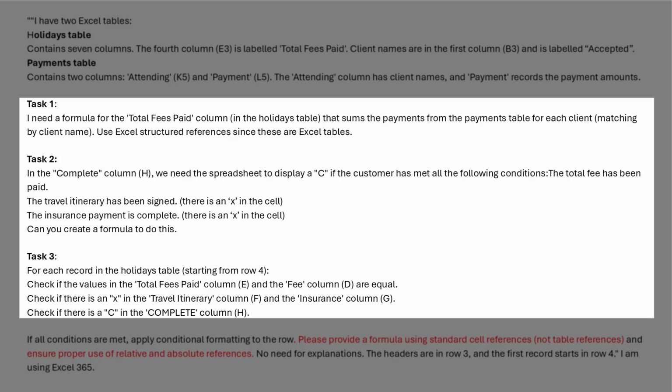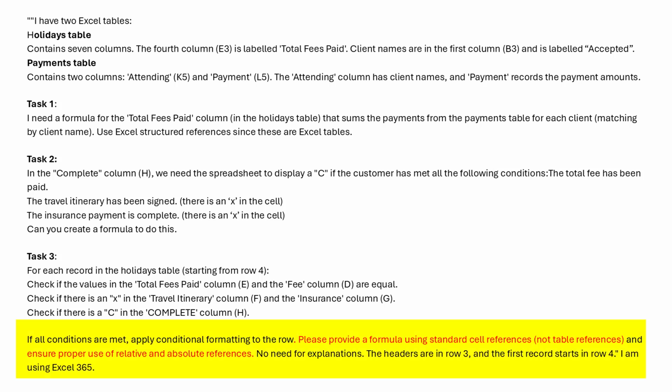We let it know we are dealing with tables and use the term "use Excel structured references" since these are Excel tables, as a reminder. The conditions in task 2 are laid out clearly. Again, note the important nudging technique term: "Please provide a formula using standard cell references, not table references." We don't want ChatGPT to use table structure in the conditional format formula. Excel's conditional formatting doesn't handle structured references the same way as normal formulas. And to ensure correct references are applied, we added "ensure proper use of relative and absolute references."